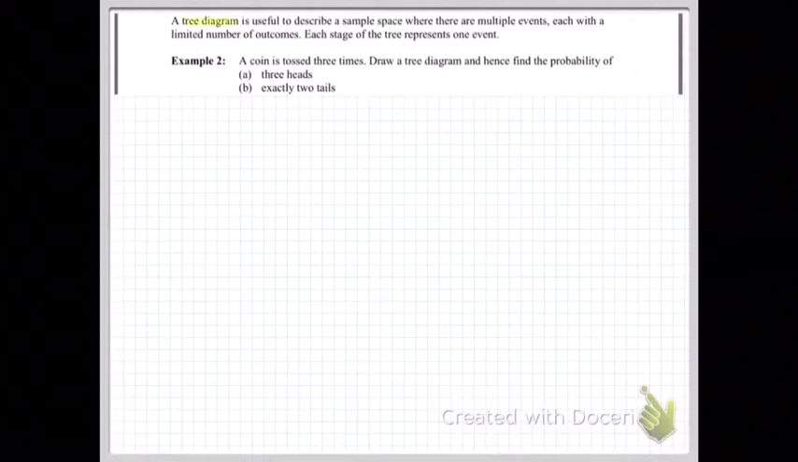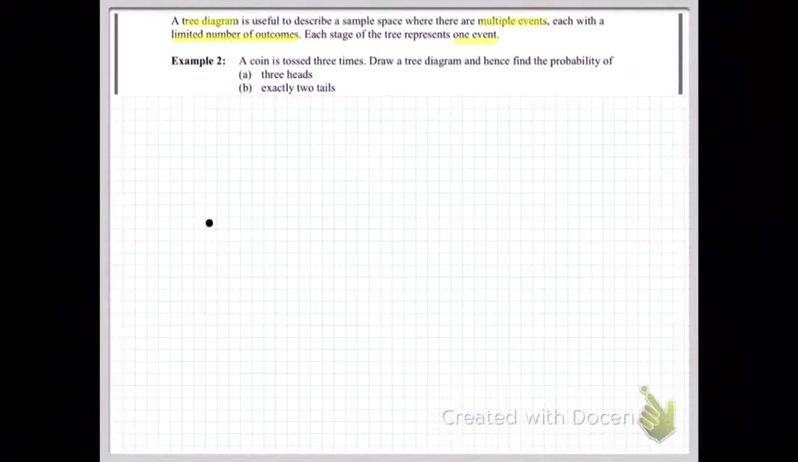Let's move on to tree diagrams. If there are multiple events, this can be very useful, but really only if there's a limited number of outcomes. Each stage of the tree represents one event. So in this example, a coin is tossed 3 times. So we want to draw a tree diagram.